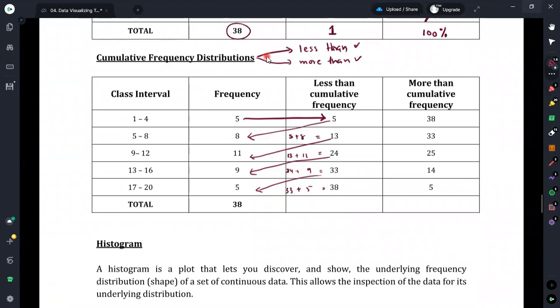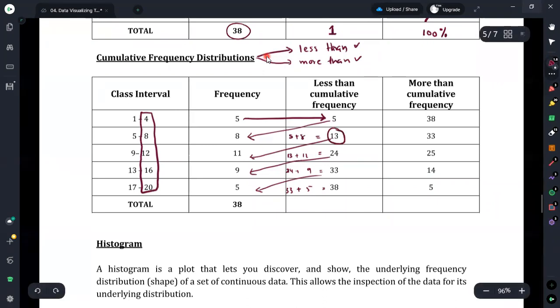Therefore, this is how we are obtaining the less than cumulative frequency. When you are interpreting this less than cumulative frequency, we have to use the upper class limit for the interpretation. Therefore, we can say that there are 5 leaves which are less than 4 centimeters. Then the 13 means there are 13 leaves which are below the value 8. It includes these 5 as well. 5 plus 8 gives the value as 13. Therefore, this is how we are interpreting it.